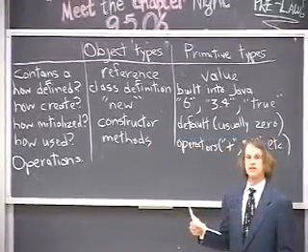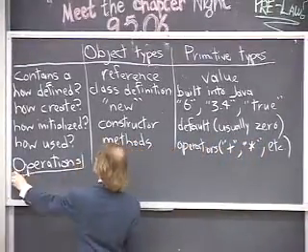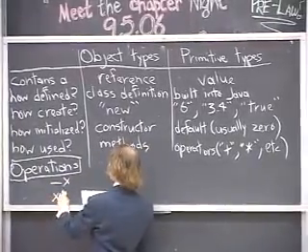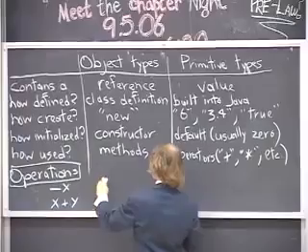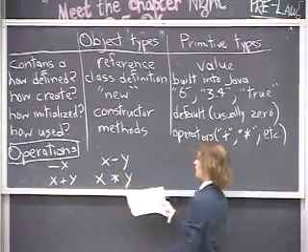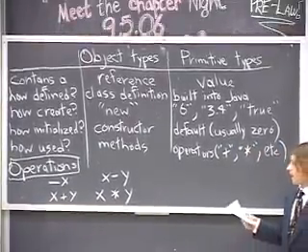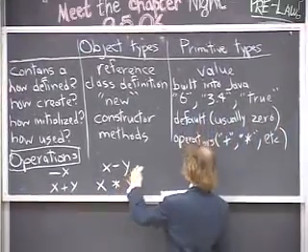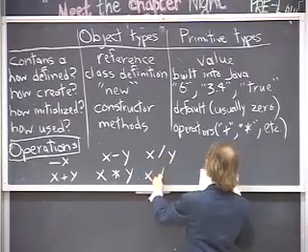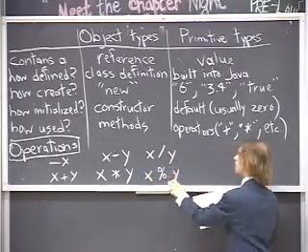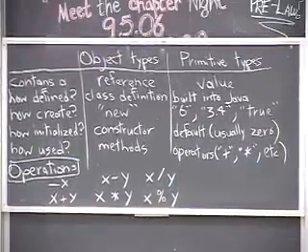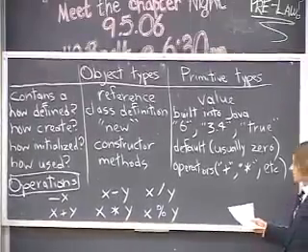So the basic operations that we have to work with for the numerical types are: you can negate a number, you can add two numbers, you can subtract one number from another, you can multiply two numbers. We use an asterisk for multiplication. You can divide two numbers with a slash. And there's also a remainder operation. The purpose of the remainder operation is to tell you what the remainder is after you do an integer division.